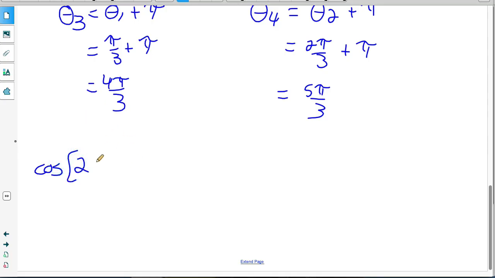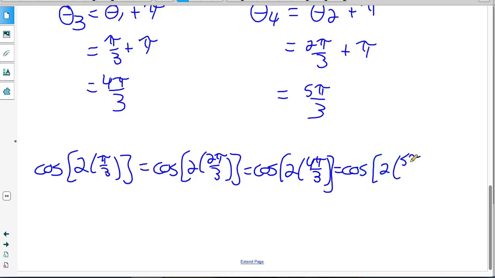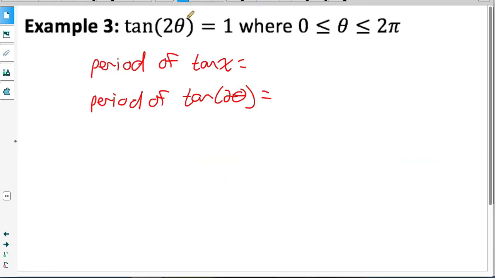So what we have just figured out is that cosine of 2 times any of our answers for theta, so either pi over 3, or cosine of 2 times 2 pi over 3, or cosine of 2 times 4 pi over 3, or cosine of 2 times 5 pi over 3, any of those would equal negative a half. And you could check any of these on your calculator and they should all give you a ratio of negative 1 over 2.